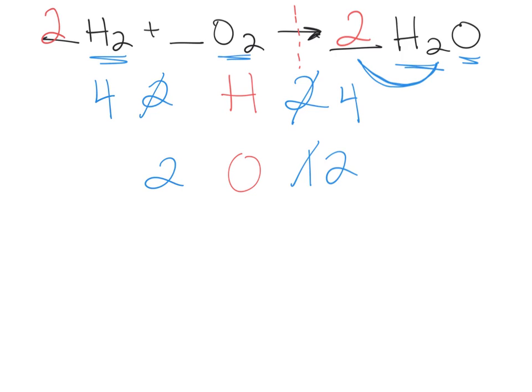So that means I'm done, and I need 2 H2, just 1 O2, and I'd get 2 H2Os, 2 waters. You should not put a 1 in a blank spot, just like we don't put a 1 for subscripts. You just leave it blank. And that's the basics of balancing equations.